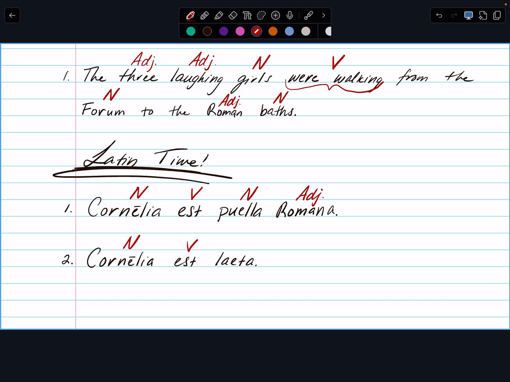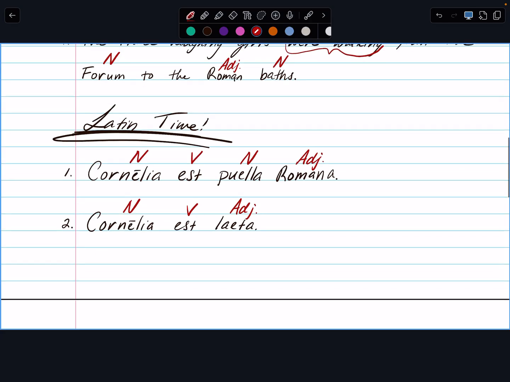Good. Now, let's think of the difference. Happiness, is that an idea? Kind of, right? Like you could say happiness is something. But if I were to say the happy duck, the word happy is describing the duck, isn't it? So how would I mark up happy here? ADJ. It's another adjective. It's describing Cornelia. All right, let's do another.